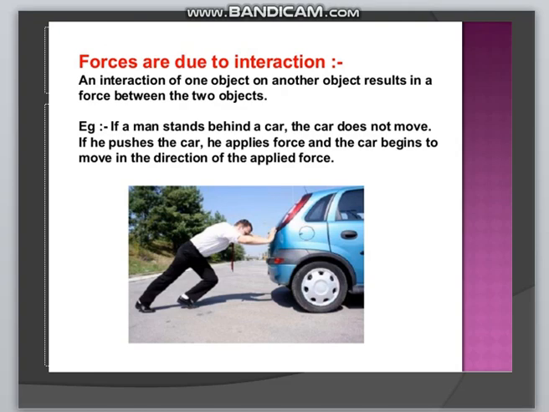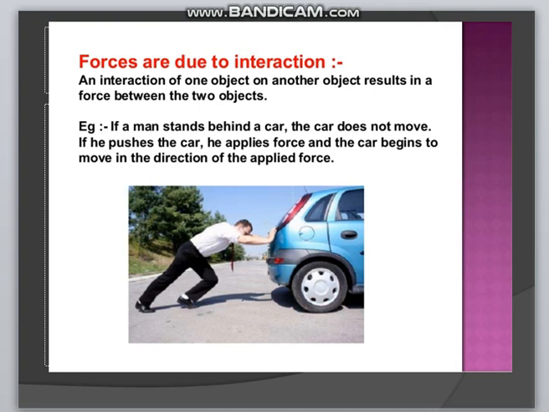Forces are due to interaction. An interaction of an object on another object results in a force between the two objects. For example, if a man stands behind a car, the car does not move. If he pushes the car, he applies force and the car begins to move in the direction of the applied force. So that means there is an interaction between the hand of the man and the car, and therefore the force is applied. So force arises just due to the interaction between the objects.